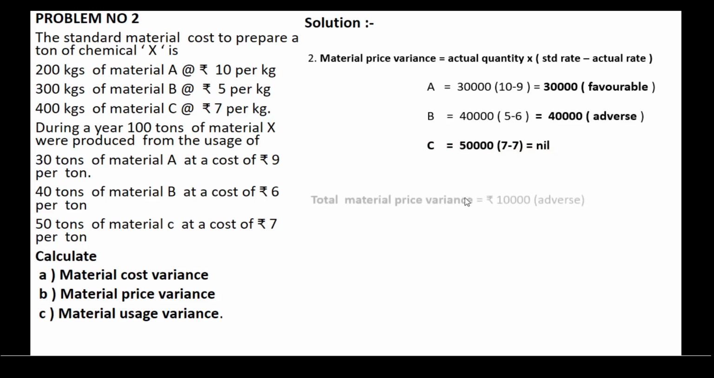Okay. And the next, we calculate the total material price variance. Here the 30,000 favorable and the 40,000 adverse. So here from the favorable amount we deduct the adverse amount, that is 30,000 minus 40,000. Here the 40,000 is more than the 30,000 rupees, meaning the adverse is more than the favorable amount. So here rupees 10,000 is adverse.